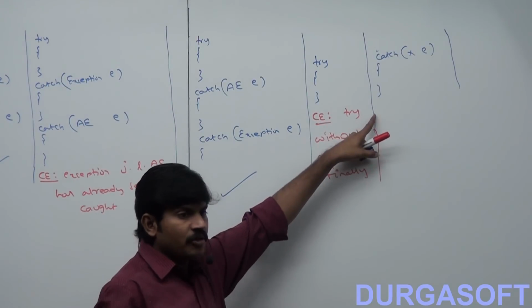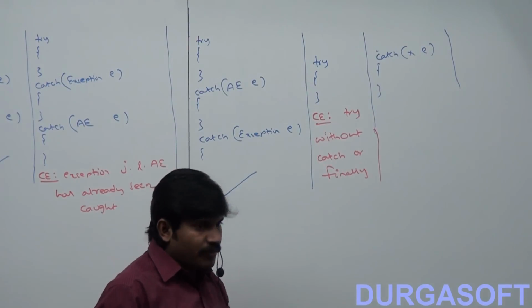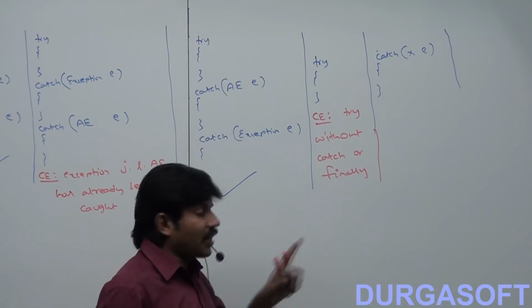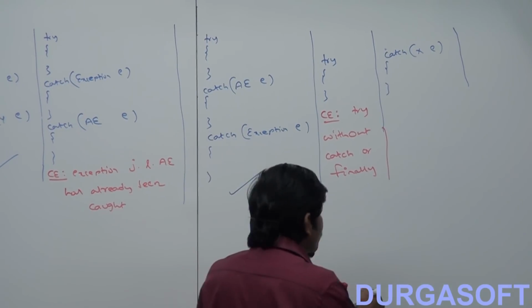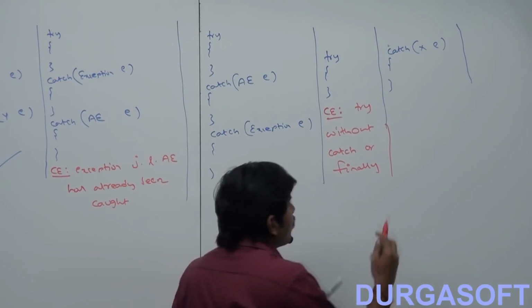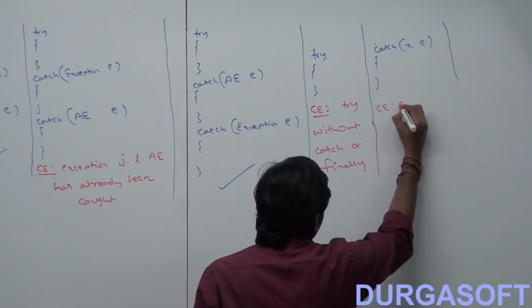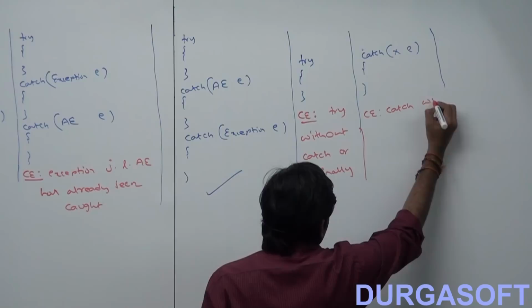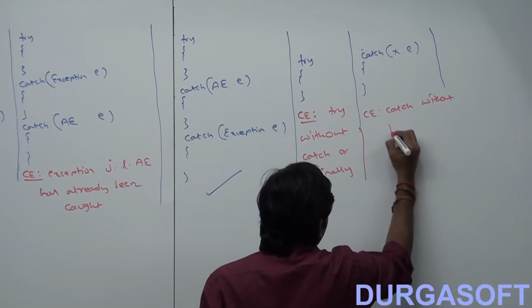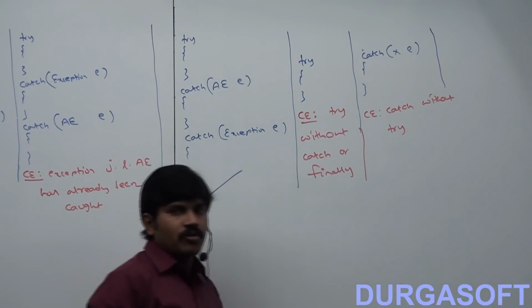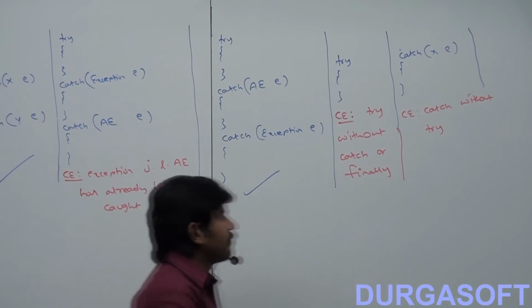What is the reason? Whenever we are writing a catch block, a try must be required. So what compilation error are we going to get? The compiler says catch without try. Catch without try itself is the compilation error, right?